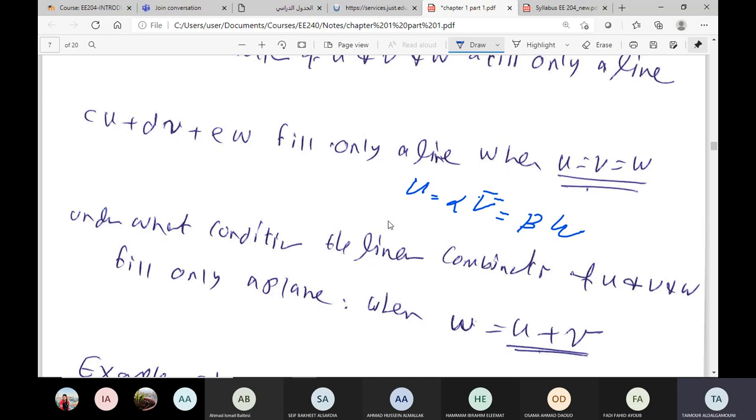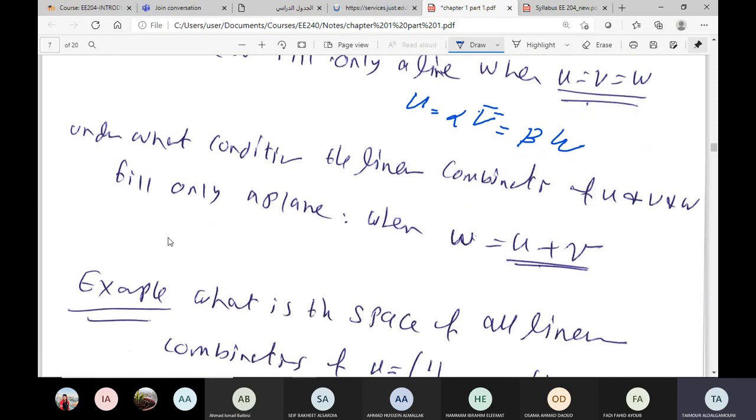Under what conditions will the linear combination of U, V, and W fill a plane? It will fill only a plane in R3. This will happen if one of the vectors, let's say W, can be written as a linear combination of V and U. It's not only U plus V, it can be alpha U plus beta V. So if one of the vectors can be written as a linear combination of the other two vectors, then the linear combination of the three vectors fills only a plane in R3.